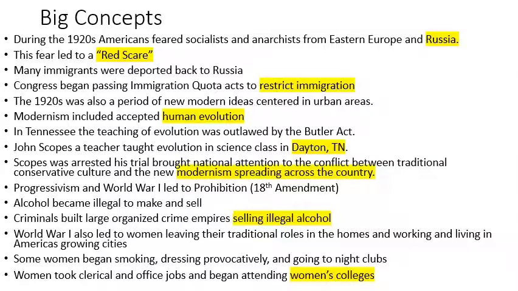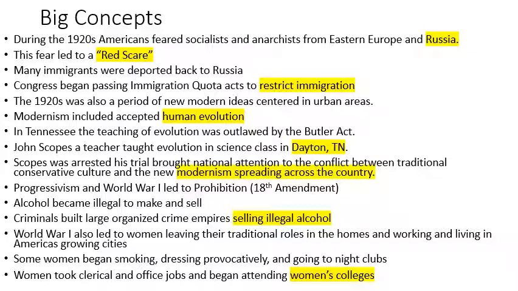Big concepts. During the 1920s, Americans feared socialists and anarchists from Eastern Europe and Russia. This led to a Red Scare. Many immigrants were deported back to Russia. Congress began passing immigration quota acts to restrict immigration.